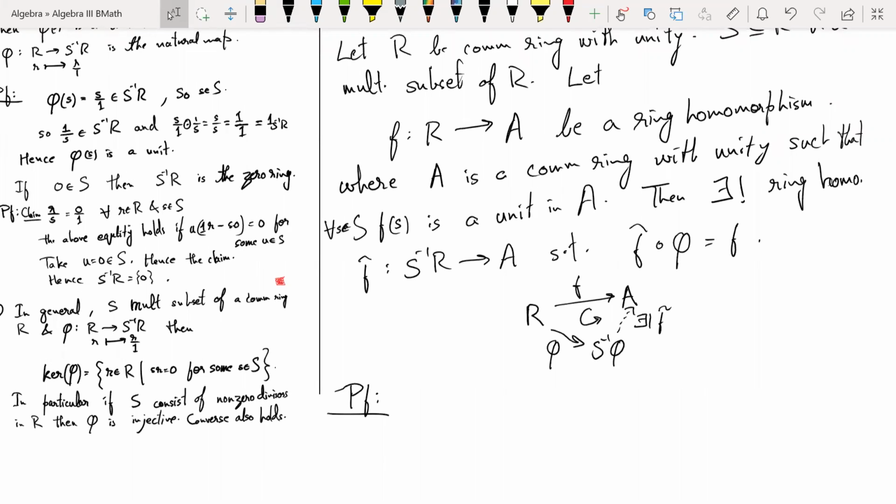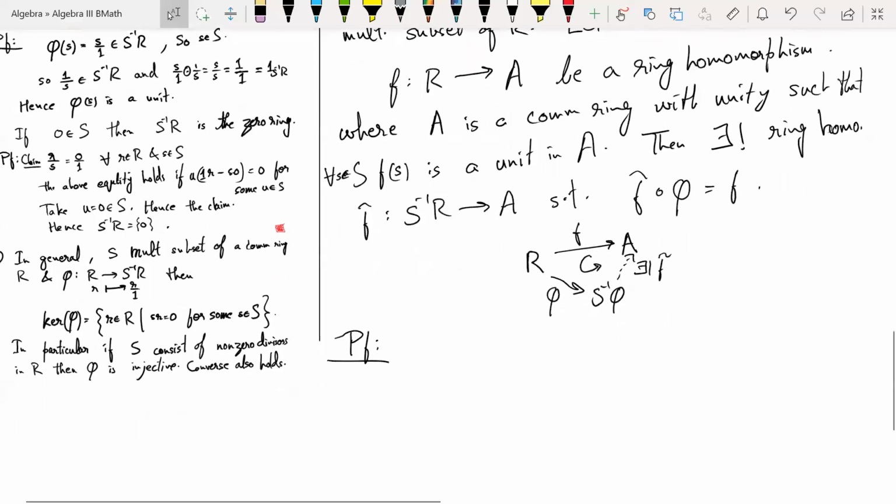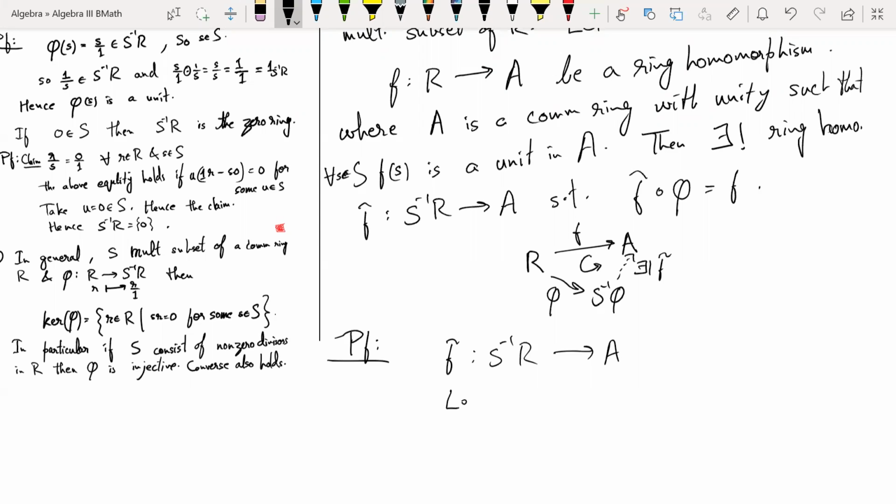Okay, so let's try to prove this. The proof basically means that we have to construct this F tilde, and we'll have to show that it's unique. So let's define F tilde from S inverse R to A. How do we define this map? We'll have to take an element here. Let R over S be an element of S inverse R for some R in R and S in S. What should be F tilde of R over S? We should get some element of A.